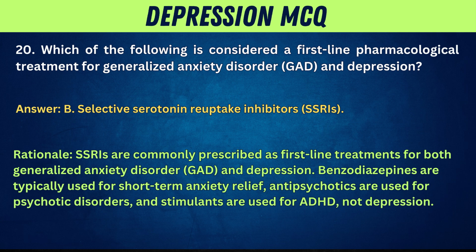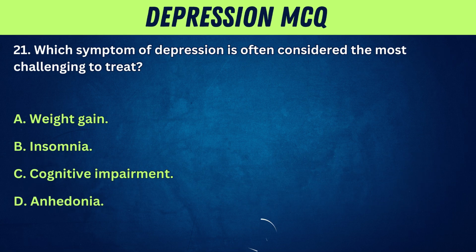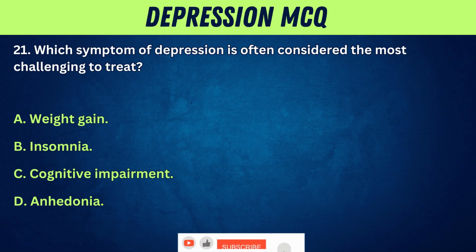Rationale: SSRIs are commonly prescribed as first-line treatments for both generalized anxiety disorder, GAD, and depression. Benzodiazepines are typically used for short-term anxiety relief, antipsychotics are used for psychotic disorders, and stimulants are used for ADHD, not depression. 21. Which symptom of depression is often considered the most challenging to treat?